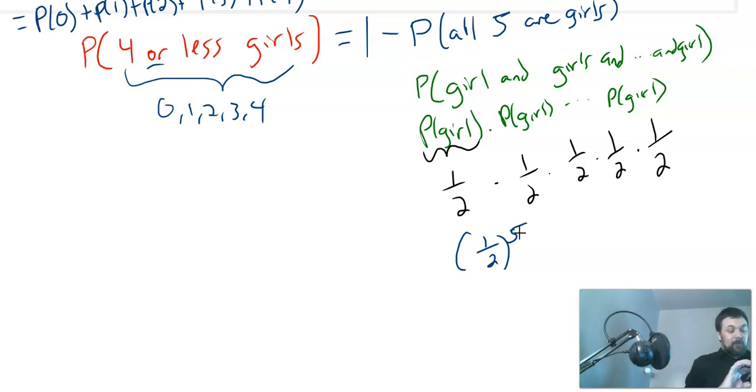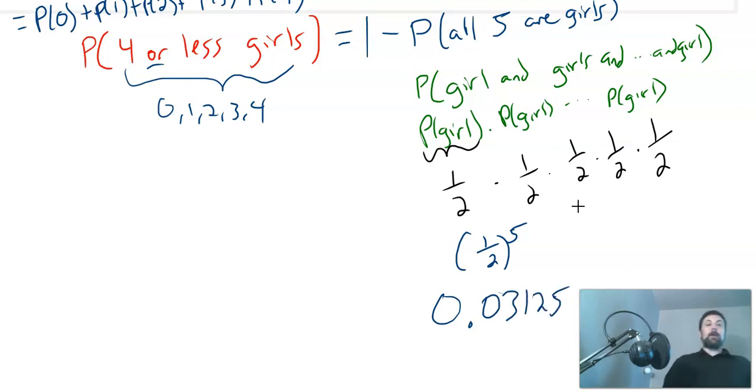Okay, so we have 1 divided by 2, which is 0.5. And we want to raise that to the 5th power. And so you get, let's do it like this. 0.03125. That's the probability that out of 5 children that all 5 of them would be girls.